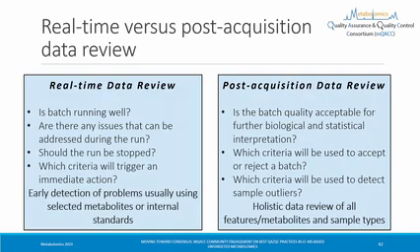And usually this is done either using internal standards or selected metabolites because you can check all the data on the fly generally. In post-acquisition data review, the question that we're asking there is different. The question there is, are we going to accept the batch and proceed with further biological and statistical interpretation of the data? What criteria should we use to accept or reject a batch? And then also on sample outliers, are all samples of good quality, or do we have some outliers that we need to exclude from further interpretation?